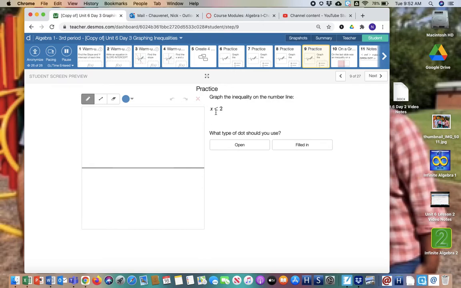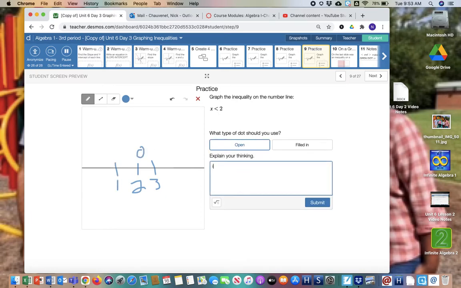All right, last one of these practices. So here I see it's at 2. Again, 1 up from 2 is 3. 1 down from 2 is 1. It's going to be an open circle. Again, why? It has no or equal to sign. And now, since its x is less than 2, we're going to do an arrow to the right.